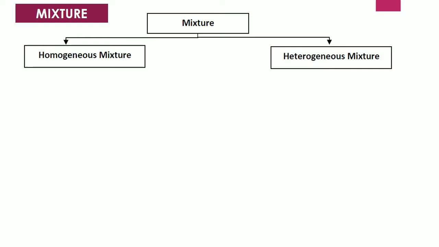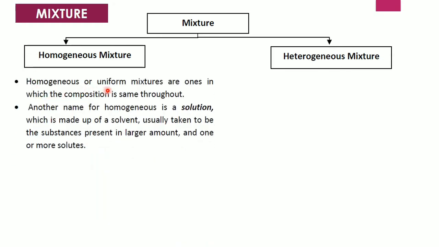In this slide, we are going to discuss two types of mixture, which are homogeneous mixture and heterogeneous mixture. A homogeneous mixture, or uniform mixture, is one in which the composition is the same throughout the mixture. It means that all the individual substances are distributed evenly throughout the mixture and they are uniform. Another name for a homogeneous mixture is a solution. A solution is normally made up of a larger amount of substance, called the solvent, and another smaller amount called the solute.